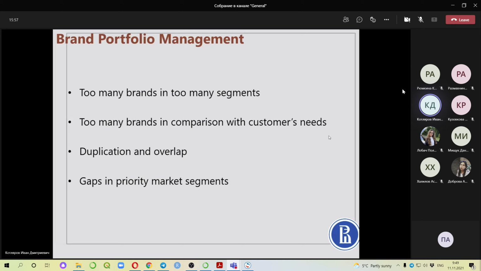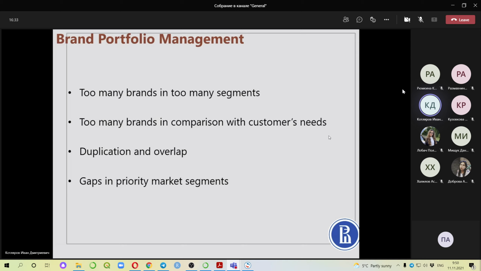Ladies and gentlemen, what does it mean? It means that our company has some priority market segments. So we have some crucial customer audiences, which are very important for our business and for our cash flows, obviously. But we don't have brands that would correspond to some of these segments. It means that some of these segments are not covered from the brand point of view. We don't have any brands that would satisfy this segment's needs.